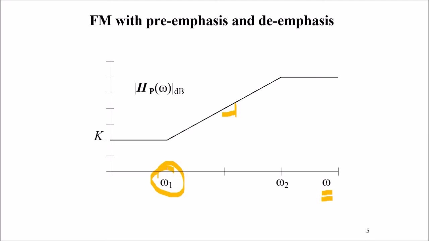Our input signal, the lower frequencies are amplified with a certain constant, but the higher frequencies are emphasized. More energy goes into the higher frequencies, so that puts more power in the high frequencies, less power compared to the low frequencies. And this now is applied to the modulator.